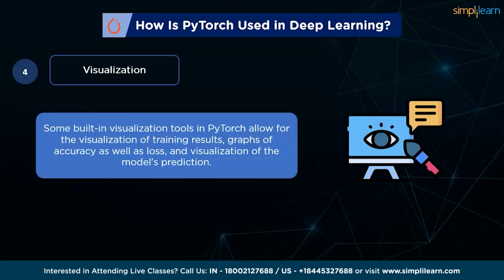Some built-in visualization tools in PyTorch allow for the visualization of training results, graphs of accuracy as well as loss, and visualizations of the model's predictions. When integrated with other libraries, PyTorch can be useful for developing visualizations for deep learning applications. So now we know how PyTorch is used in deep learning. Advancing, let's look at the advantages and disadvantages of deep learning using PyTorch.